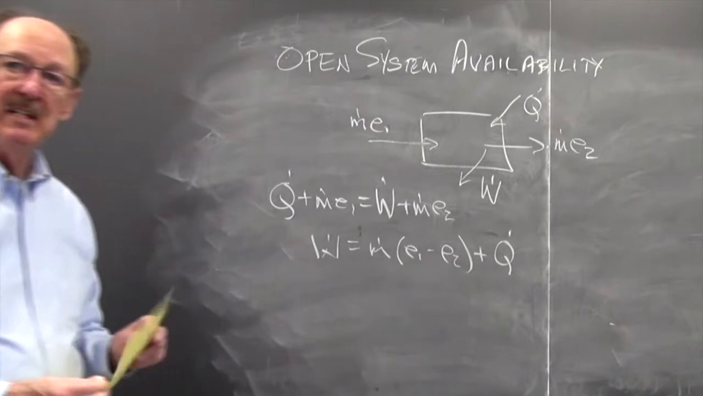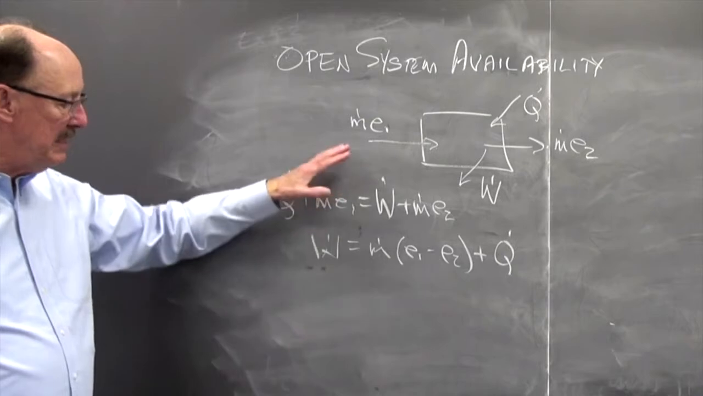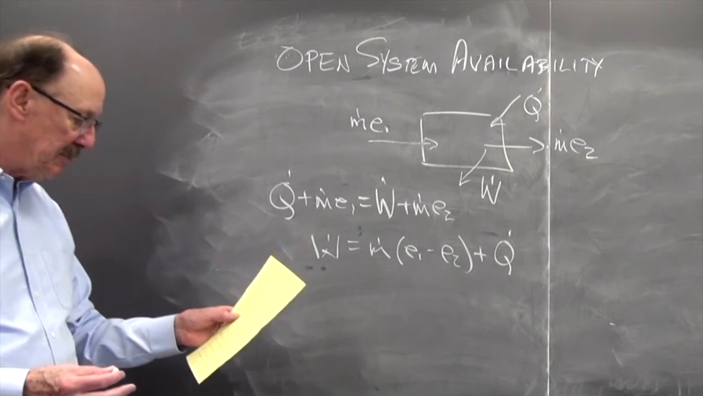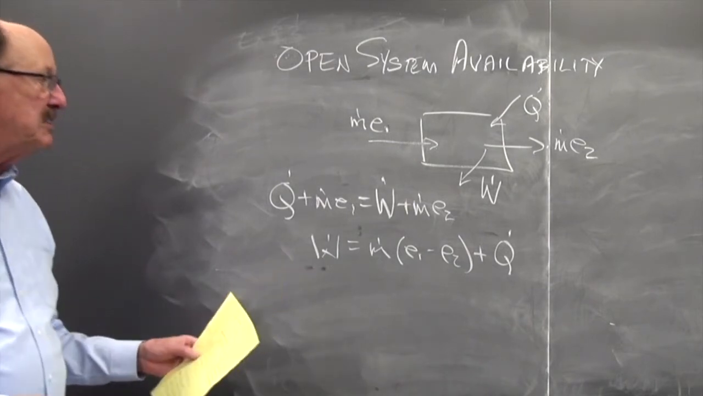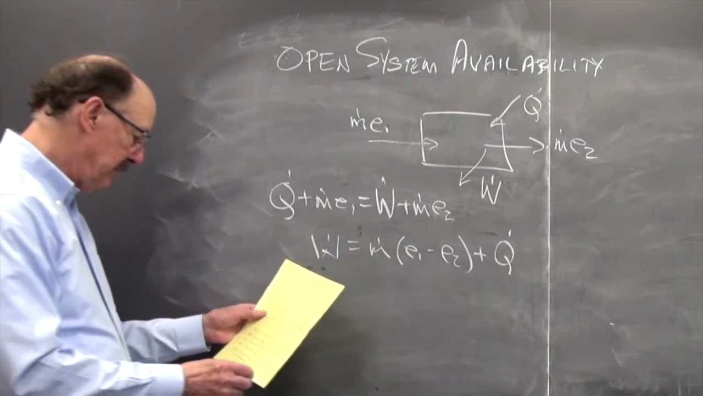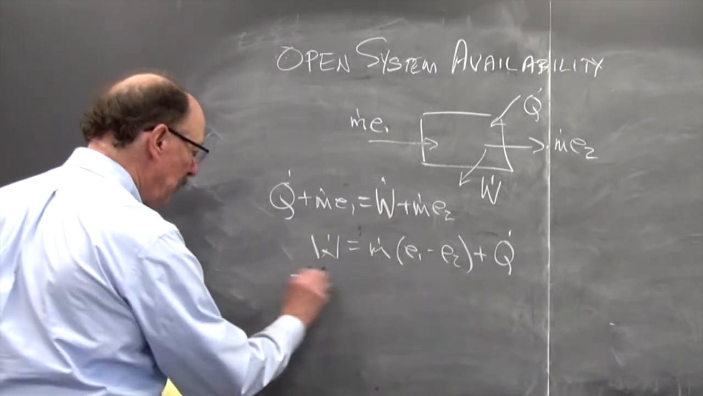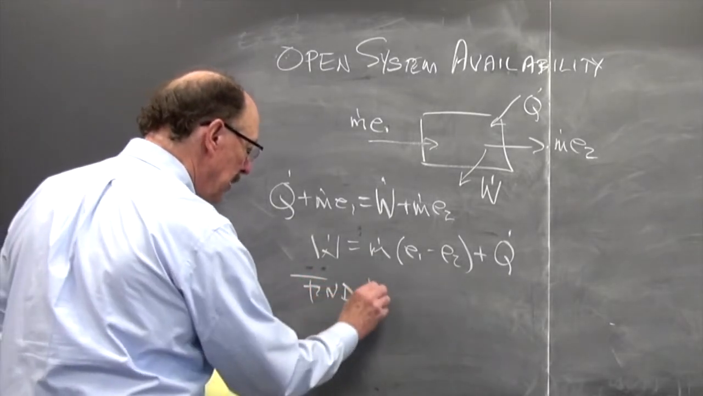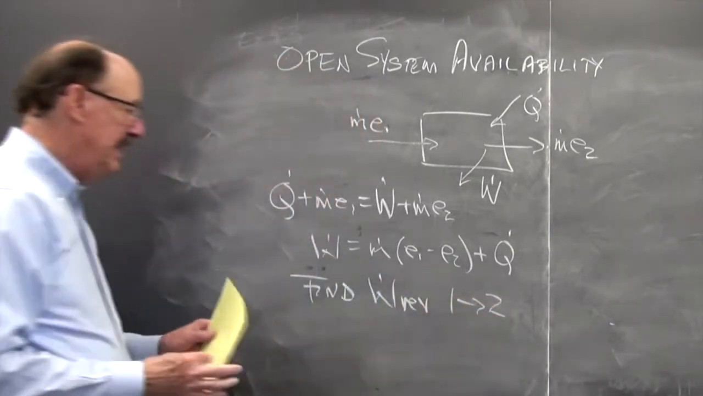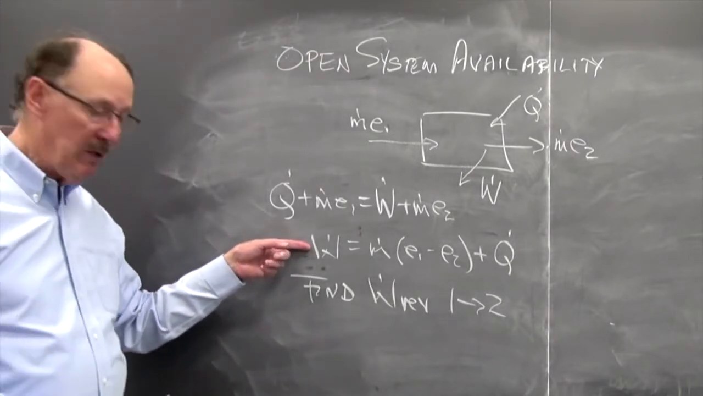Because availability relates to work, or power, what we're interested in is finding the maximum amount that we have. So let's look at the system going from state 1 to state 2, what the functions would look like, and how we can find this reversible work. We want to find W dot reversible 1 to 2. This gives us W dot actual 1 to 2, the actual work, from our first law analysis.